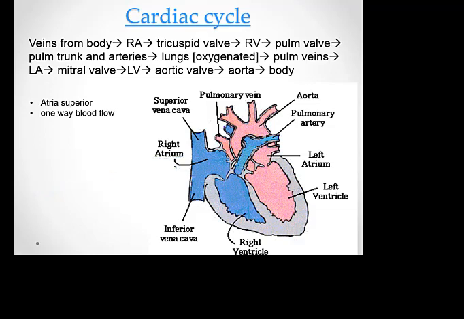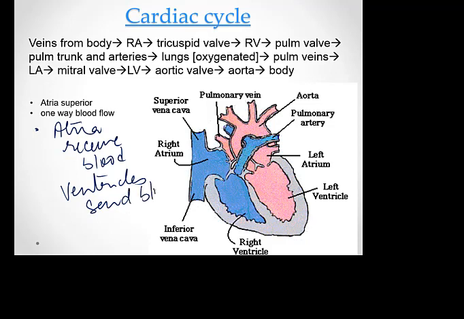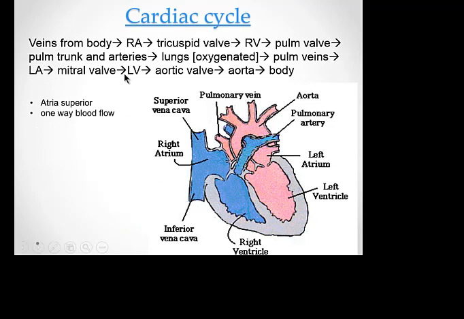Now let's look at this. Another thing you might want to write here is atria receive blood, and ventricles send blood out of the heart. So atria receive blood from the body, or another part, the lungs. They receive blood, then send it to the ventricles, and then the ventricles send it out of the heart. Okay? So blood enters the heart into atria and leaves the heart via the ventricles.